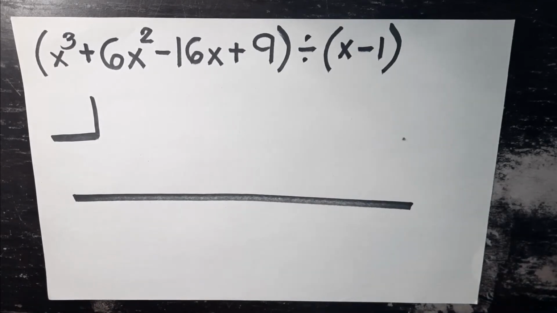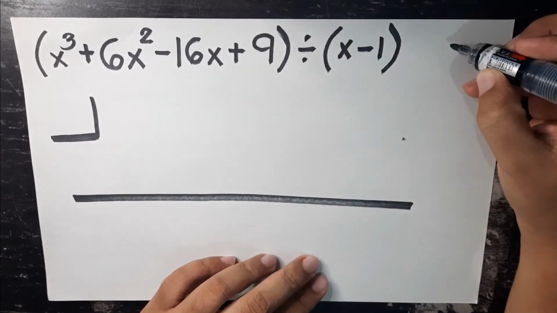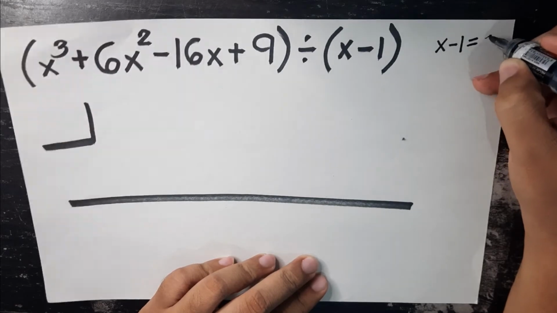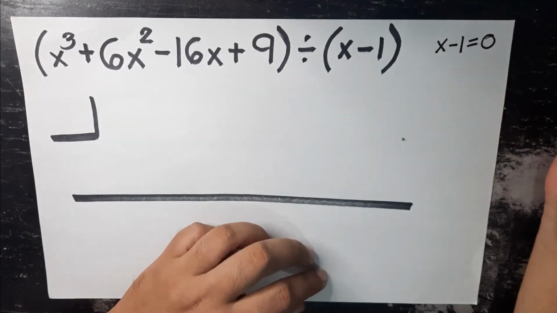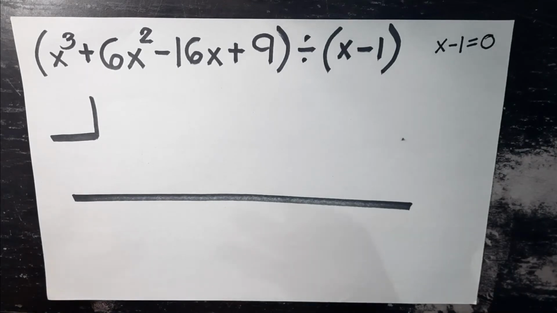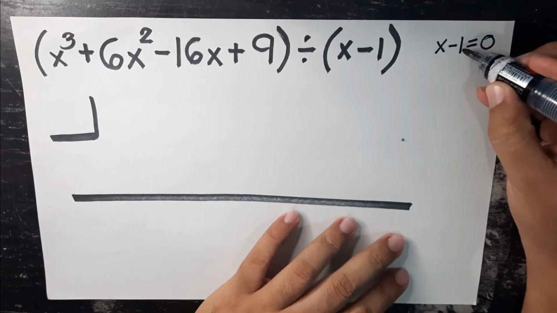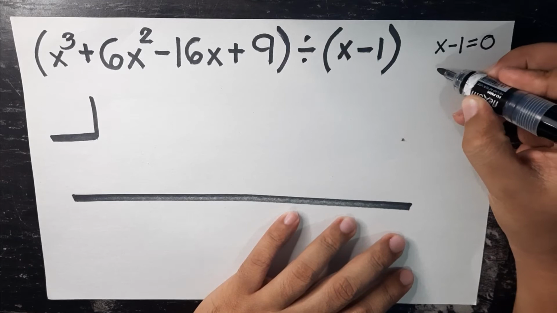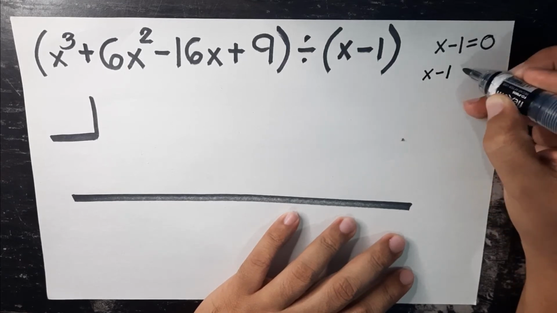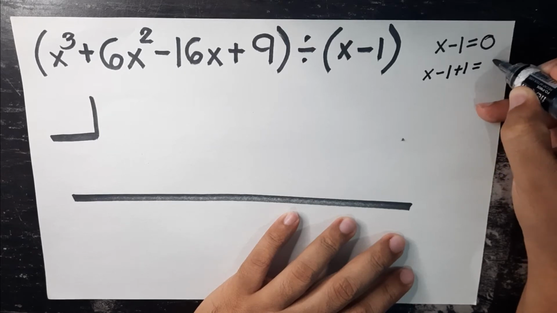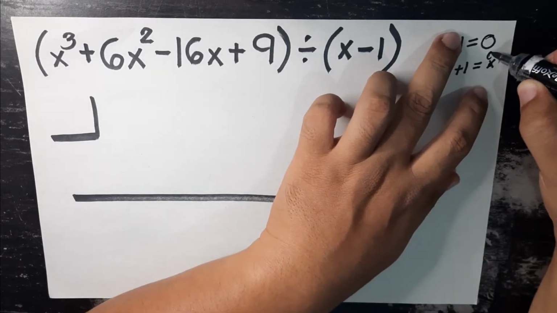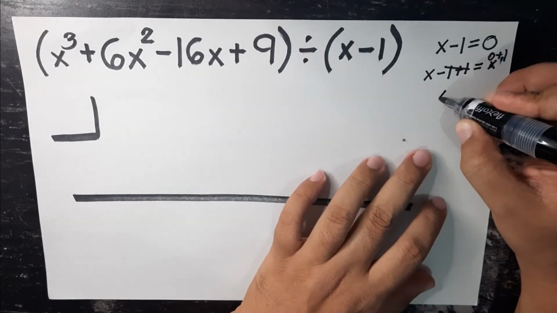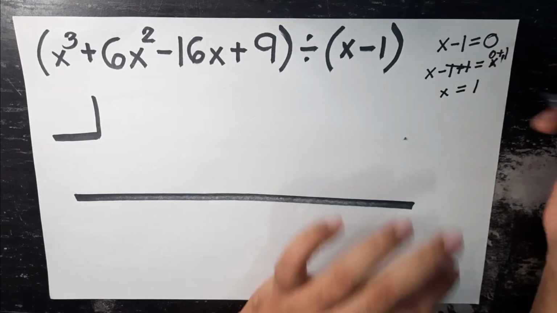So the first step is to equate our divisor to 0, which means x minus 1 will become x minus 1 is equal to 0. Equate it to 0. And then we will do the addition, subtraction, property of equality, which means to eliminate negative 1, we will be adding 1 to both sides. So this will become x minus 1 plus 1 is equal to 0 plus 1. So we will be canceling negative 1 plus 1. So we'll have x is equal to positive 1.